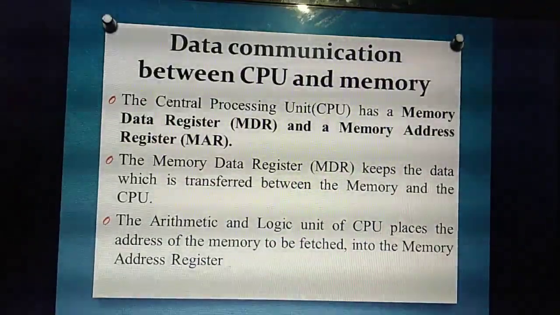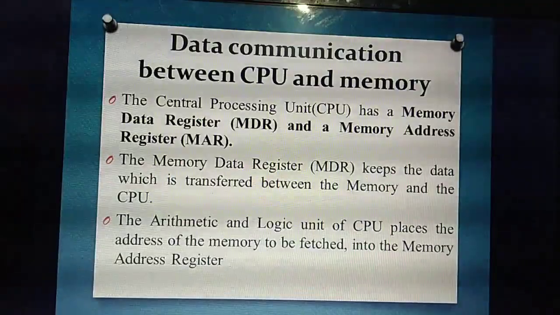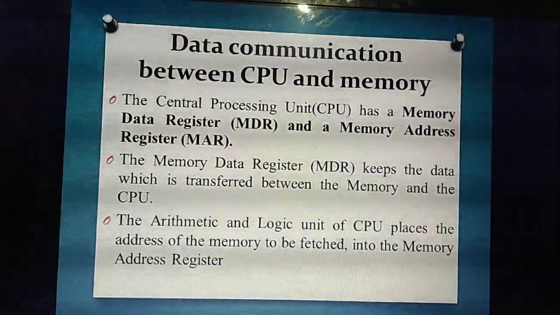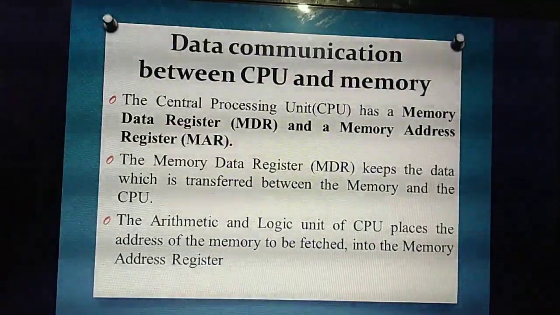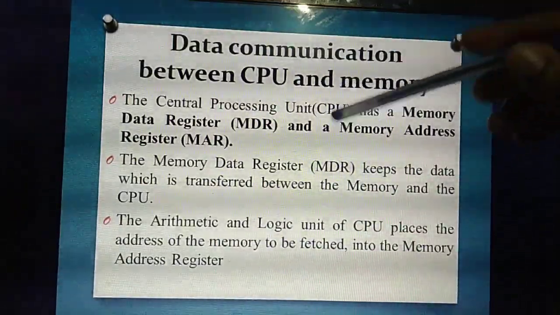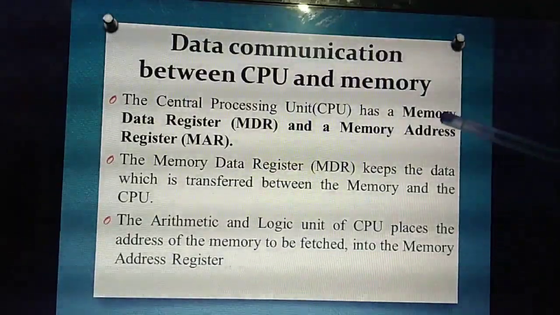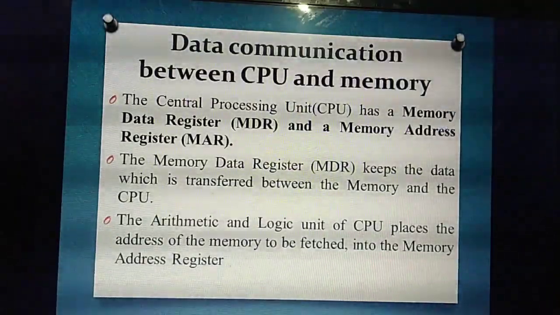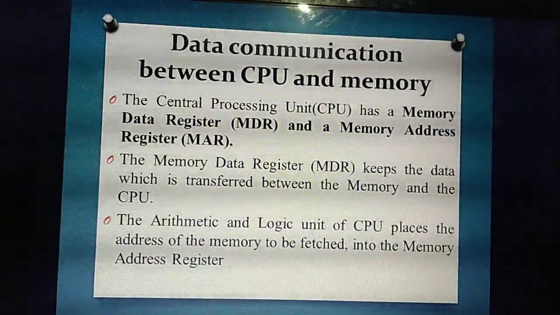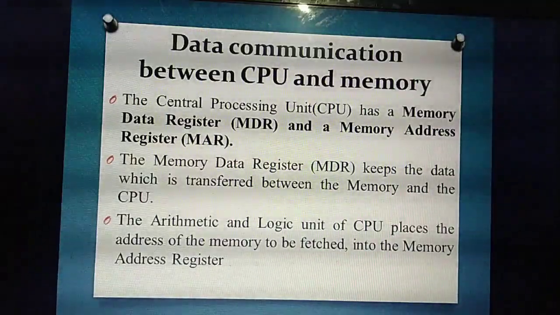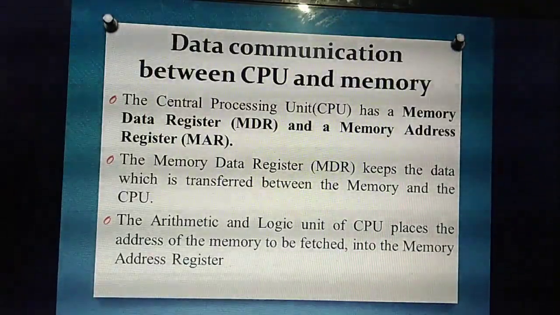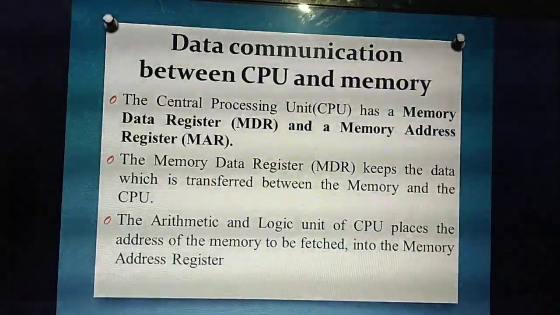What do you mean by CPU? What's the expansion of CPU? Central Processing Unit. Inside the Central Processing Unit, two kinds of registers are there. How many registers are there? 2. What are they? MDR and MAR. What do you mean by MDR? Memory data register. And what do you mean by MAR? Memory address register. Understand? So inside the CPU you have two registers. What are the names of the two registers? Memory data register and memory address register.